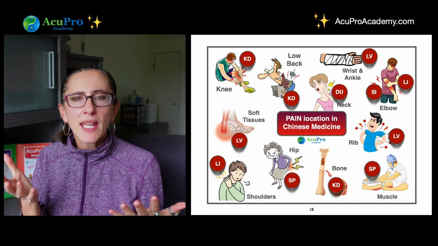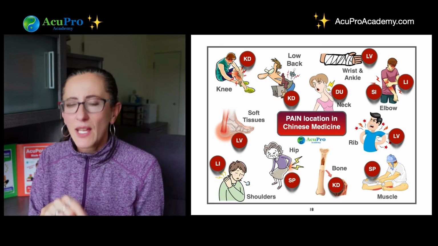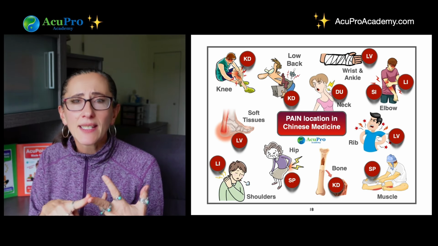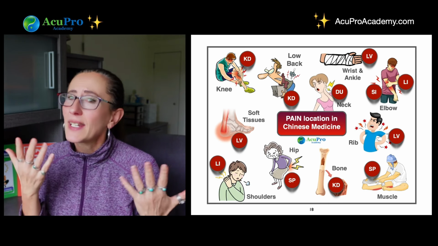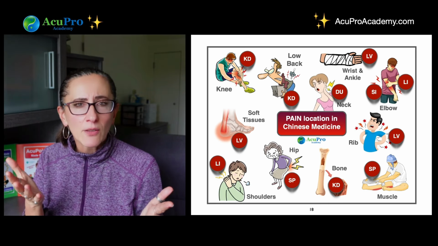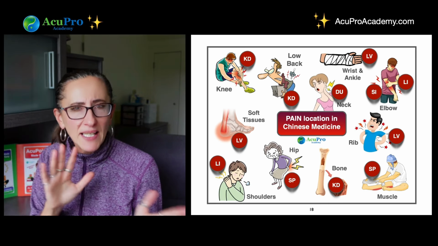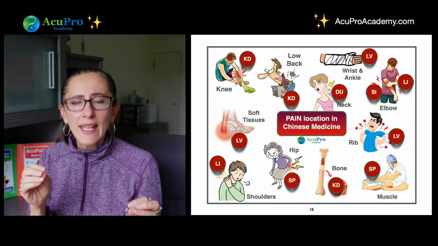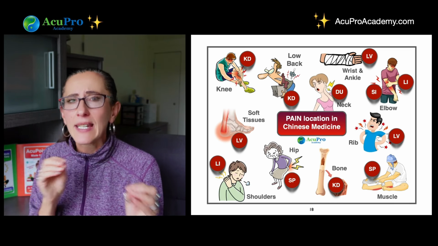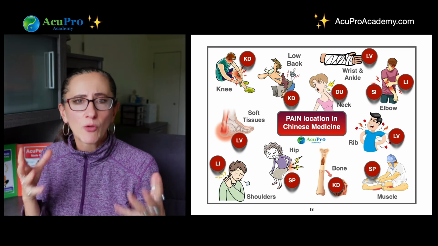Now, where is the pain and what does it affect? If it affects joints, ligaments, tendons, sinews, it's a gallbladder, liver issue. If it affects bones, it's kidney. If it affects muscles, it's spleen and stomach. Make sense, right? And if it affects nerves, it's usually a liver problem as well, because the liver is more connected to the central nervous system.